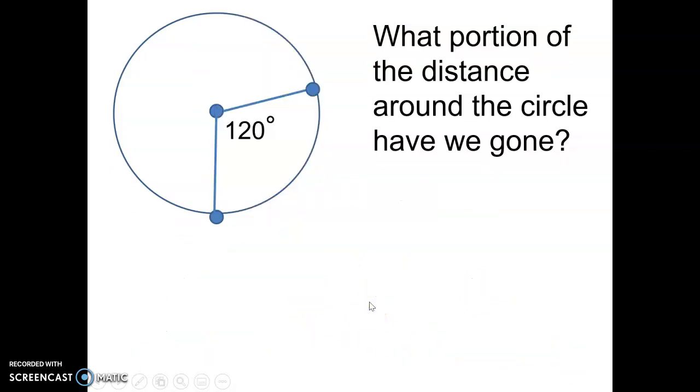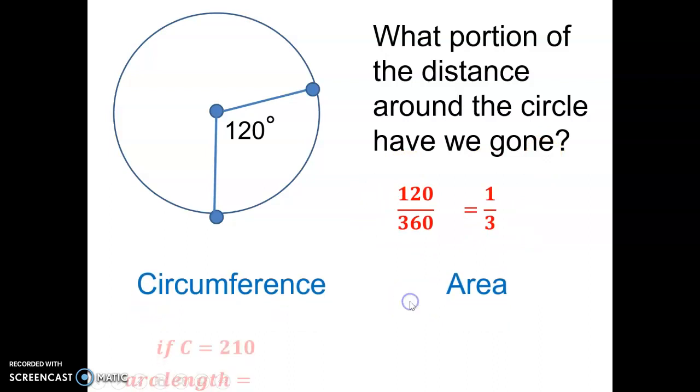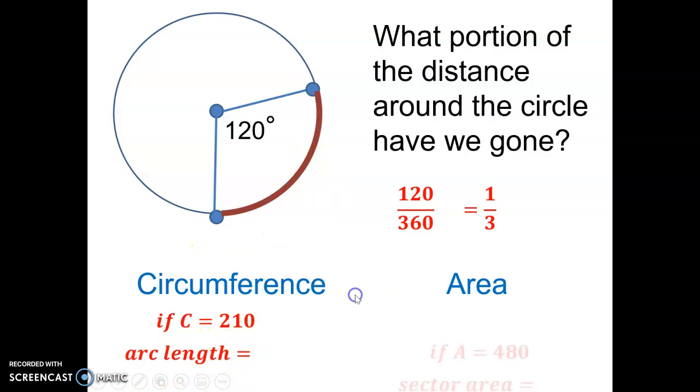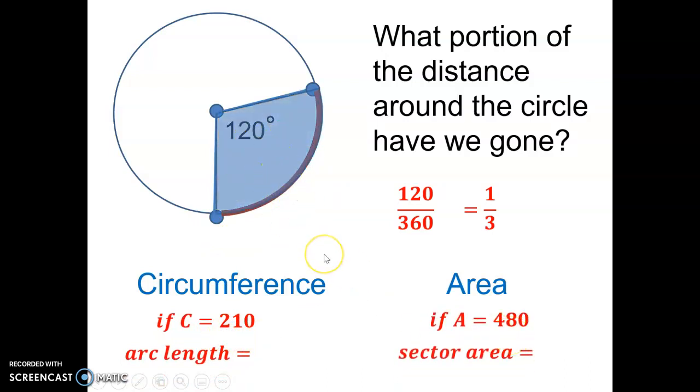Okay, next one. What portion have we gone around this time? What portion of the circle do we have? 120 over 360 is 1/3. Okay, let's do the same thing with circumference and area. So let's say circumference is 210. How long is that arc? And let's say the area is 480. How big is this sector area? Okay, in this case, we're doing 1/3 of those numbers. 1/3 of 210 is 70 for the arc length, and 1/3 of 480 is 160 for this sector area.